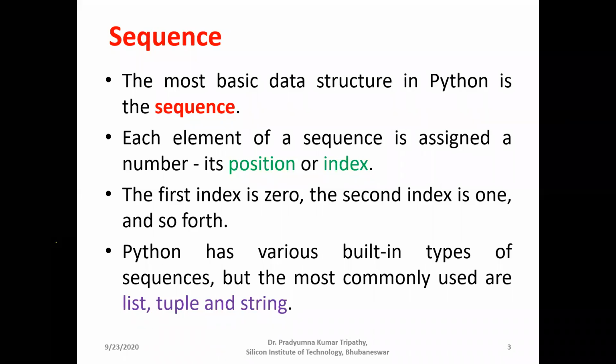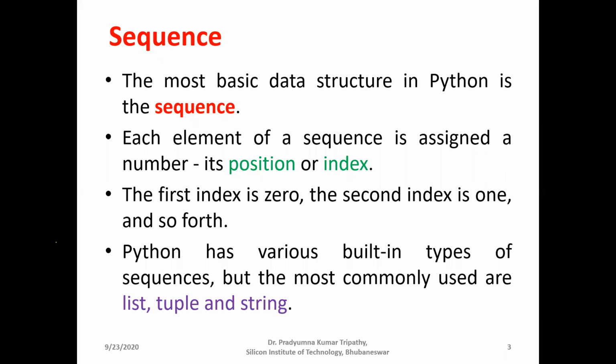Each element of a sequence is assigned a number. What is that? Its position or index. So every element in the sequence has an index, has a position. Actually, that position is what we call an index.